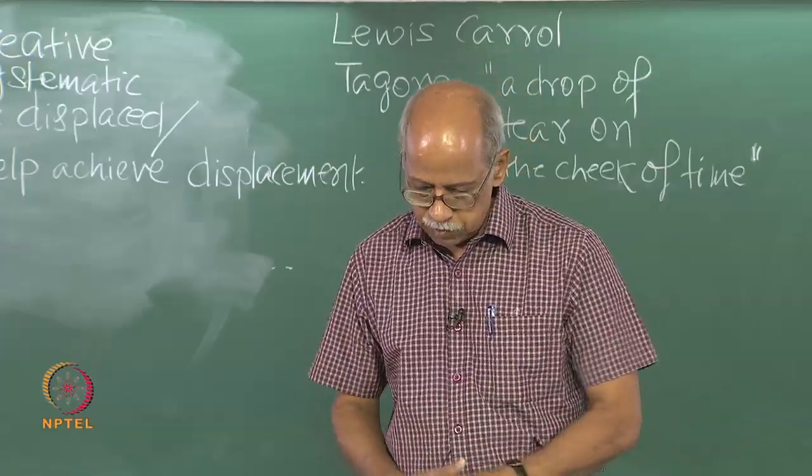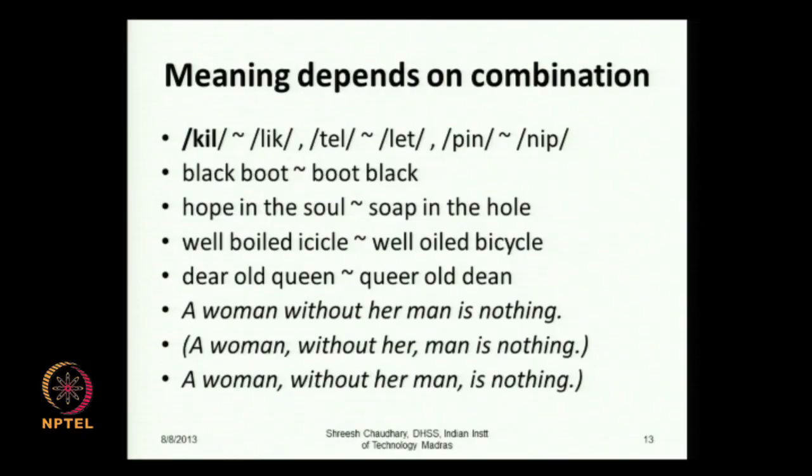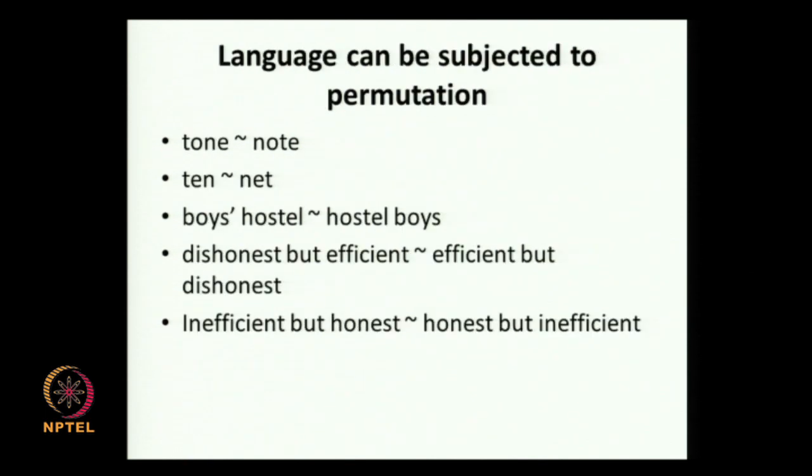And all this is possible, you know, you have the same words, black boot and boot black. Black boot means a boot which is black in color, but boot black is a boy who polishes your boot, right? Hope in the soul, they have the same words, but it is different from soap in the hole. You know, it will mean bathroom, okay? So because of the systematic nature of language, meaning is a property of combination or permutation and combination. You can bring one word here, another word there.